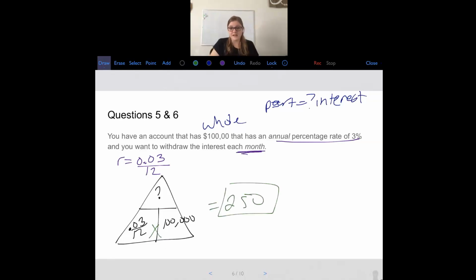Okay, so for an account like this, if you're just letting the money sit there at an annual percentage rate of 3%, and you're taking interest out each month, so let's say you have 100,000 in at the beginning of January, it'll accrue $250 in interest, you'll take that out, so you'll still have 100,000 at the beginning of February. It'll accrue interest, you'll take that out, and so on and so forth.